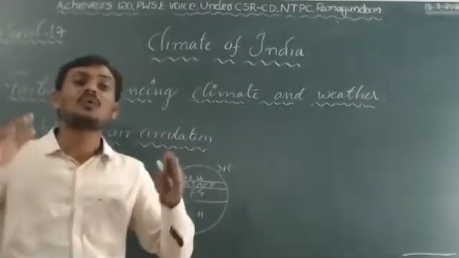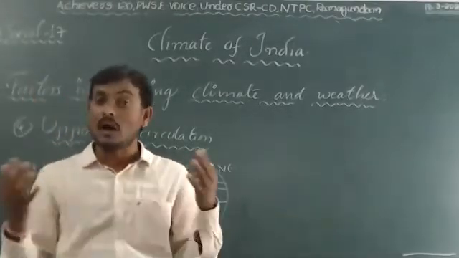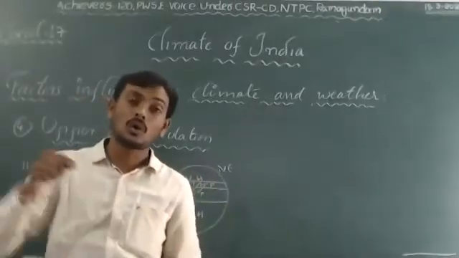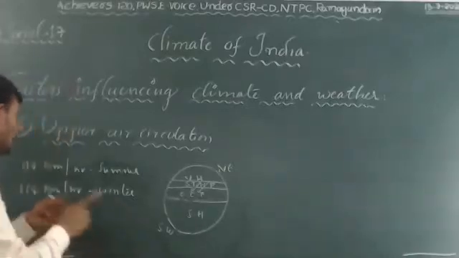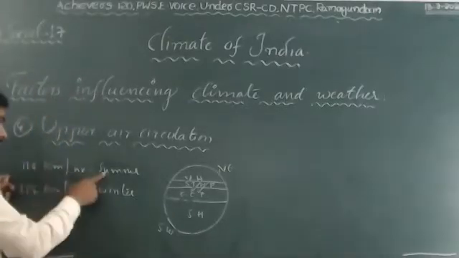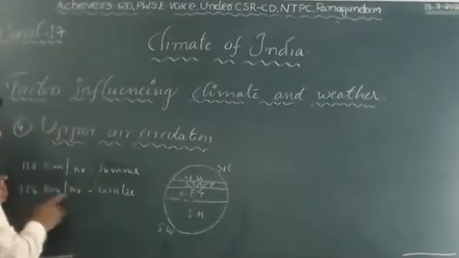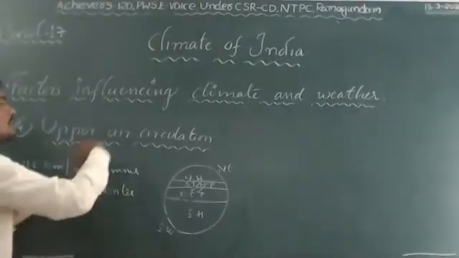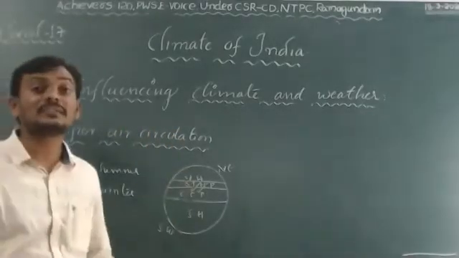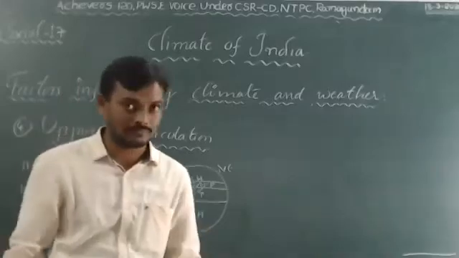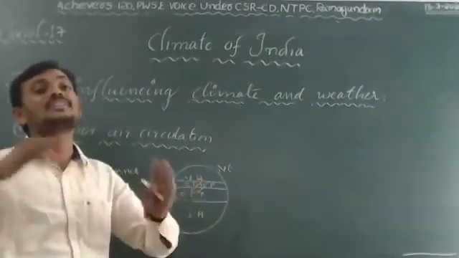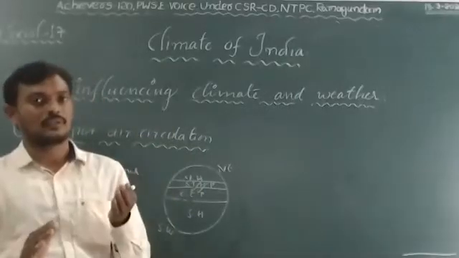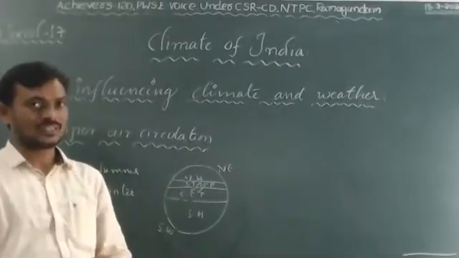The fast flowing air currents are called upper air currents, also called jet streams. The speed of a jet stream is 110 km per hour in summer and 184 km per hour in winter. So these jet streams can influence the Indian climate and weather. The climate of India can be changed by the movement of these upper air currents, isn't it?